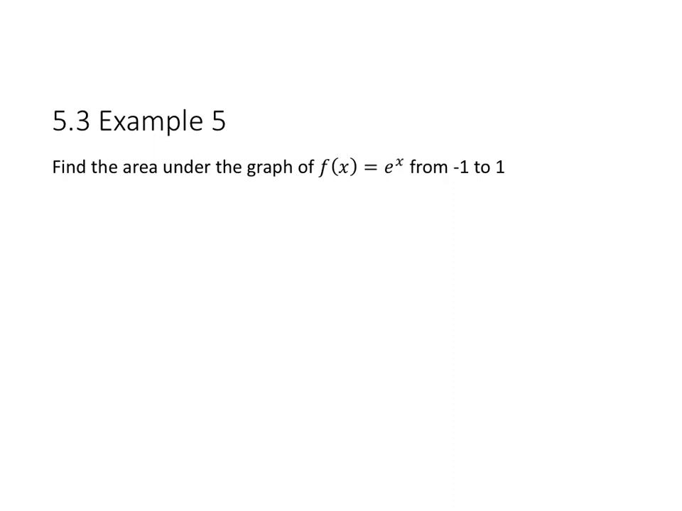Let's take a look at another example. Example 5 asks us to find the area under the curve of e to the x from negative 1 to 1. So the first thing I'm going to do is sketch what it's actually asking me to do. e to the x looks something like that. We're going to go from negative 1 to positive 1, and we're going to figure out this area. So it wants me to find the integral from negative 1 to positive 1 of e to the x dx. The antiderivative of e to the x is the same as the derivative of e to the x, it's just e to the x.